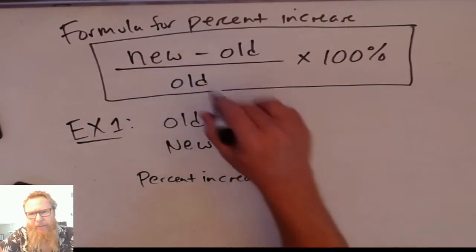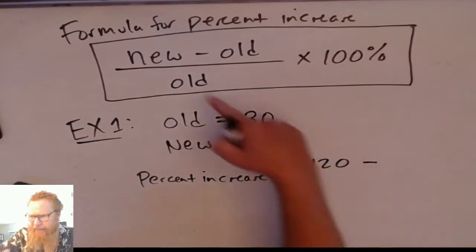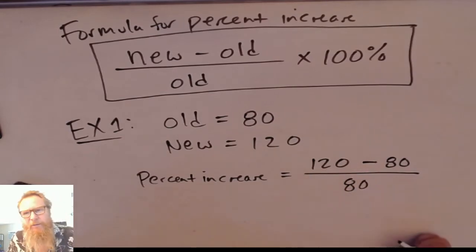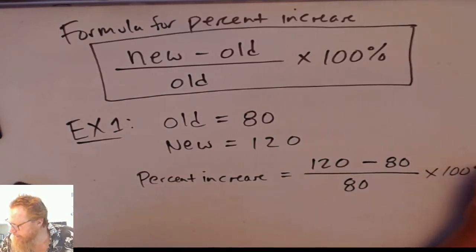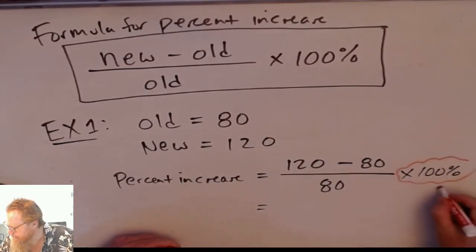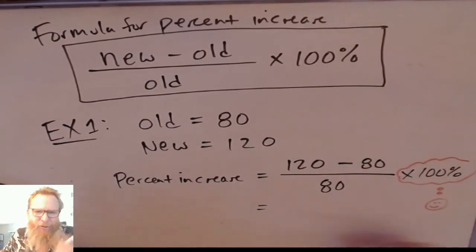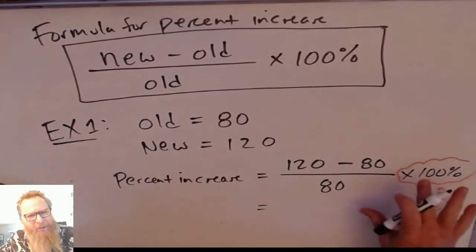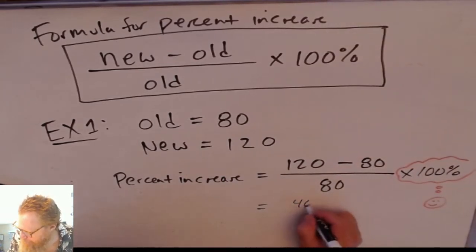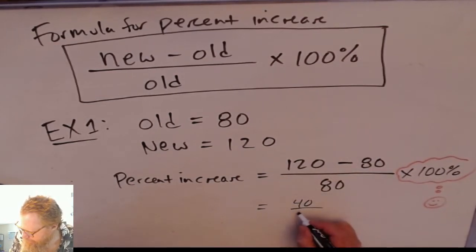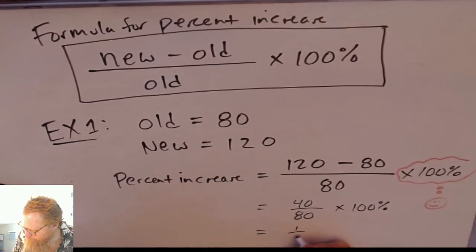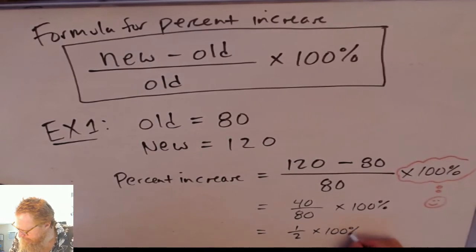So we just use this recipe. New is 120 minus old, which is 80, always dividing by old, and then times 100%. Again, I'll put this in a little cloud bubble here. I don't recommend actually multiplying by 100%. I mean just mentally move the decimal 2 places and turn it into a percent. So 120 minus 80 is 40 over 80 times 100%, which is 1/2 times 100%.